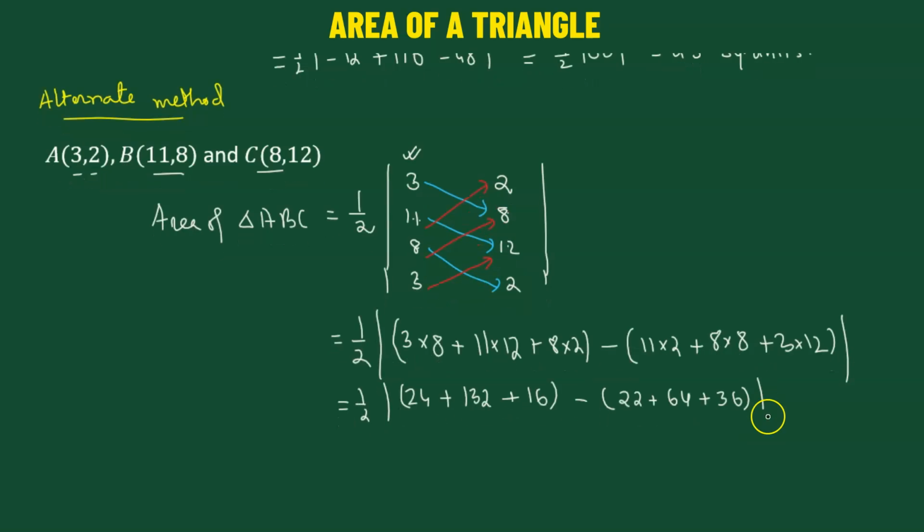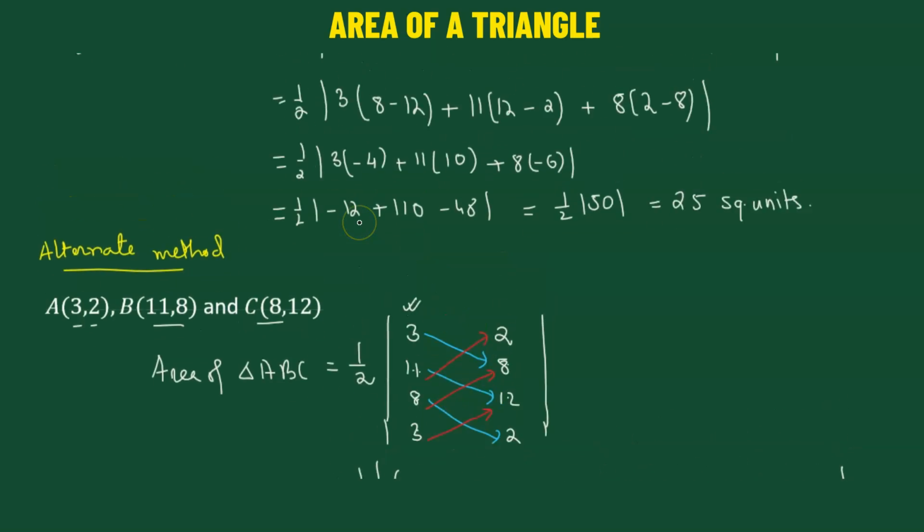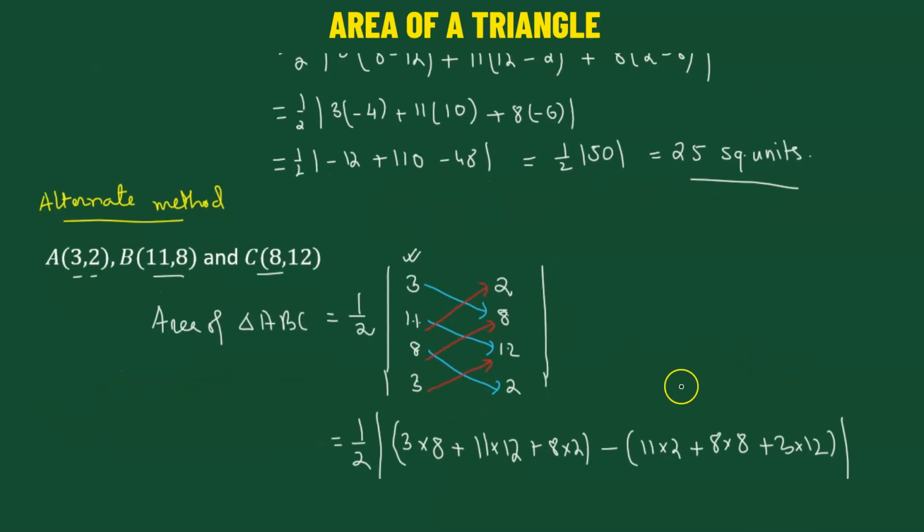So let's find this value. This will be equal to half of 172 minus 122. So 172 minus 122 is going to be 50. So 50 being a positive number, we'll only consider positive 50. So 50 over 2 is going to be 25. So we're getting the same result. We can use either method. The general method uses this particular formula, plugging in the values of x1, x2, x3 and y1, y2, y3 in the respective positions to get the area of the triangle as 25 square units.